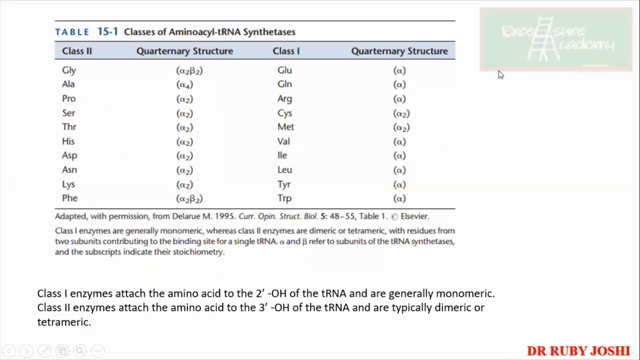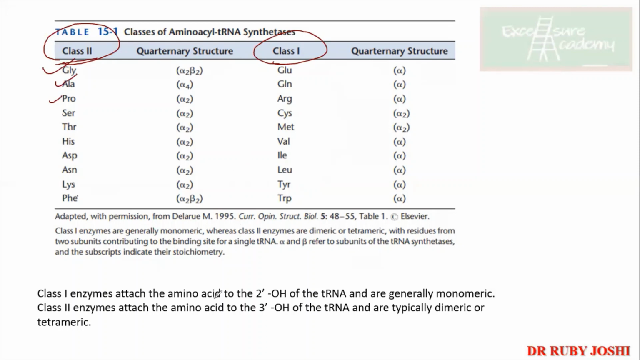Now, what are the two different classes of aminoacyl tRNA synthetases? Here I am giving you the list, directly from the textbook itself. You have class 2 and class 1 molecules. What comes in class 2? Glycine, alanine, proline, serine, threonine, histidine, aspartic acid, asparagine, lysine, phenylalanine, and the rest are in class 1. Now, what is the difference between these two?